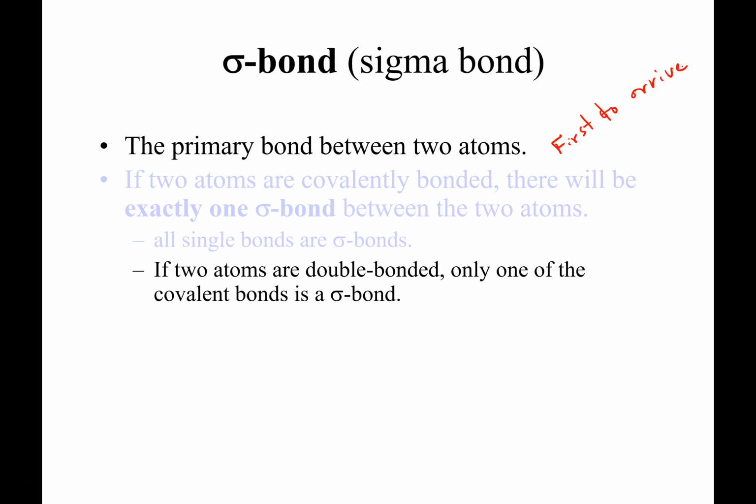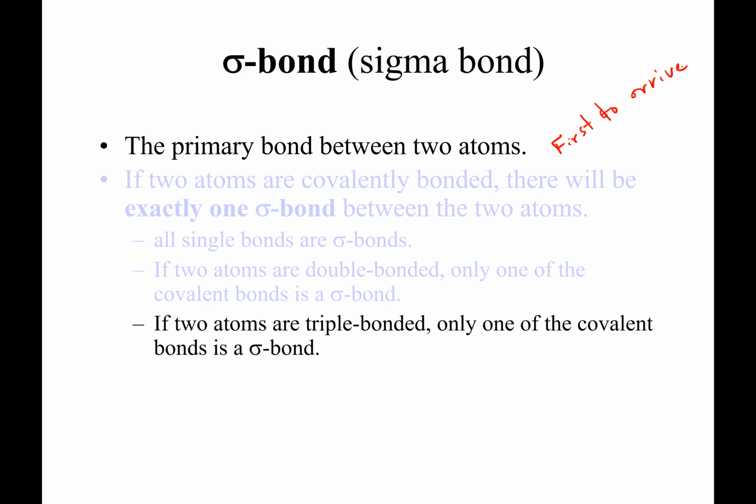Okay, the other one is dessert. The other one's on the next slide called pi. So I usually pick the top one. I say that's the first to arrive. That is my sigma bond. With a triple bond, down here, my first to arrive, and it could be any of them, that is my sigma bond. Okay.